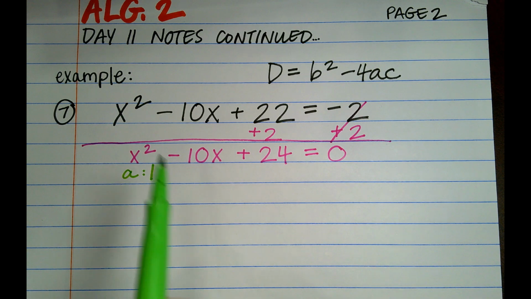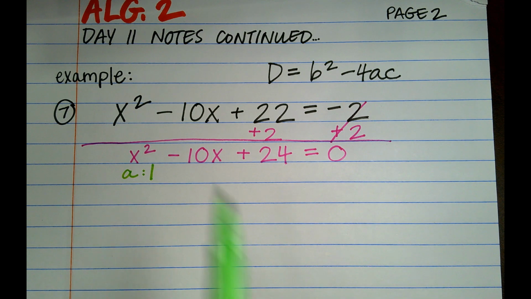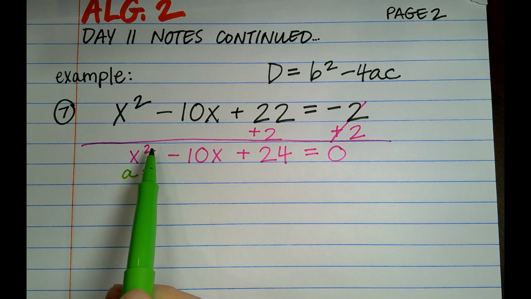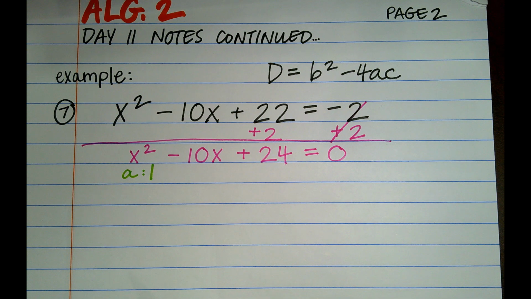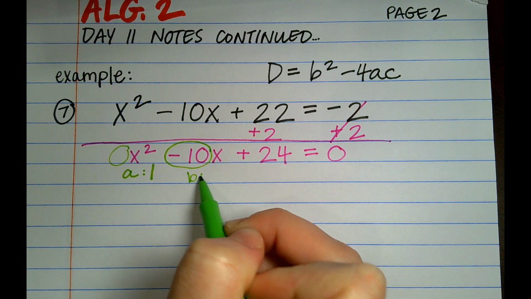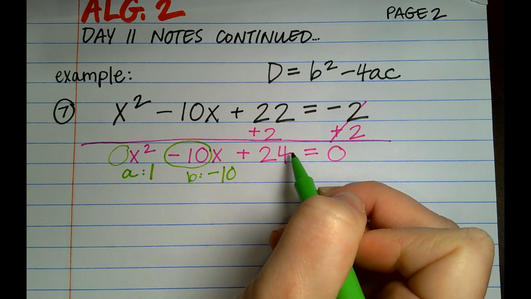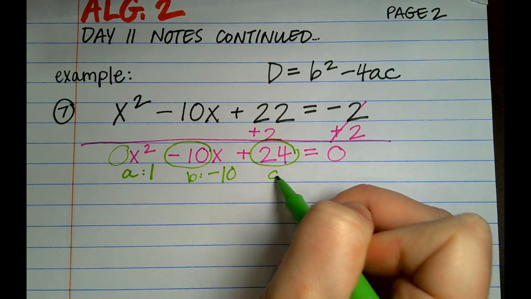How'd you know it was 1? I don't see a 1 there. Because it's just one variable. Because when there's not a number, you assume it's 1. There's only one of these x squareds. It's only written once. There's 1. Okay. What's my b value? -10. And my c? 24. Good.